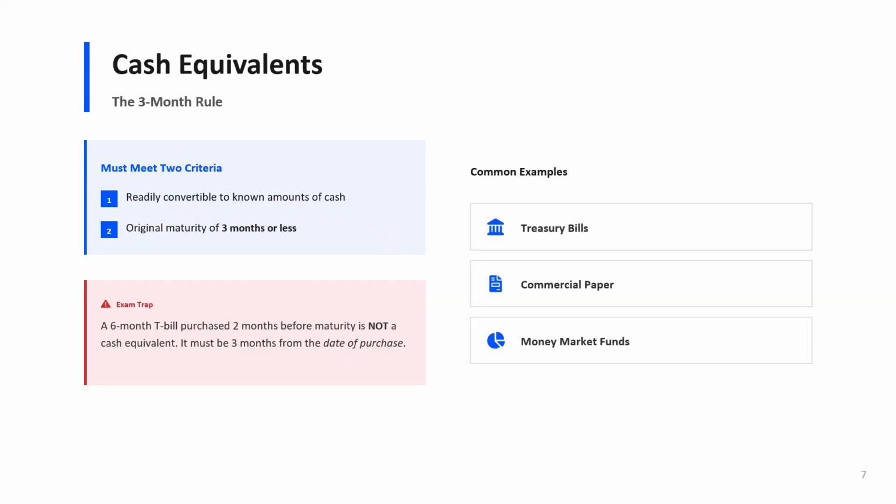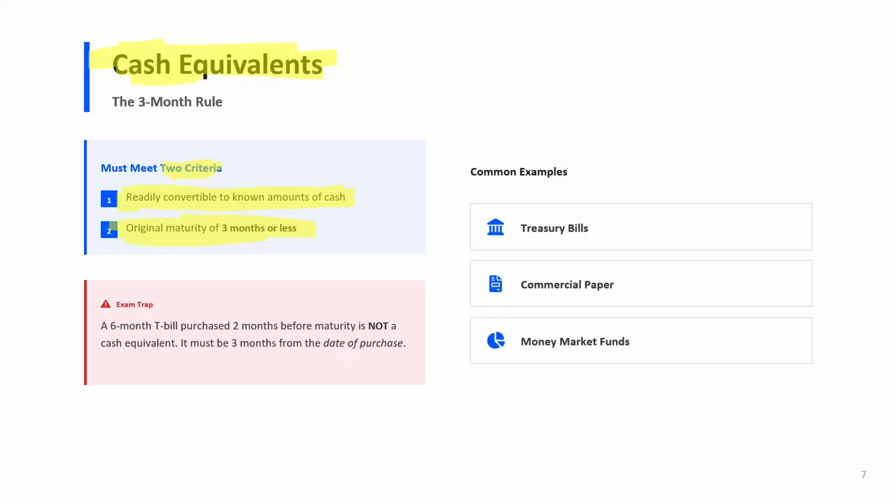You may remember I used the term cash and cash equivalent. Let's go over what I mean by that. What does it mean for CPA exam purposes? To be considered cash equivalent, they need to meet two criteria. Readily convertible to known amounts of cash, so we should know its value and that it's readily convertible to that amount. And the original maturity is 3 months or less.